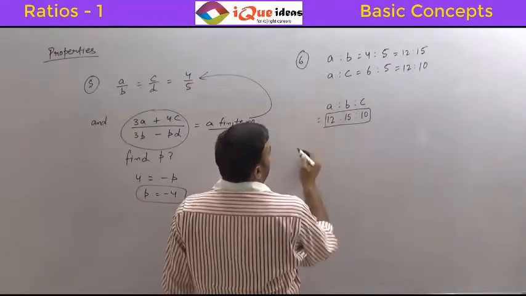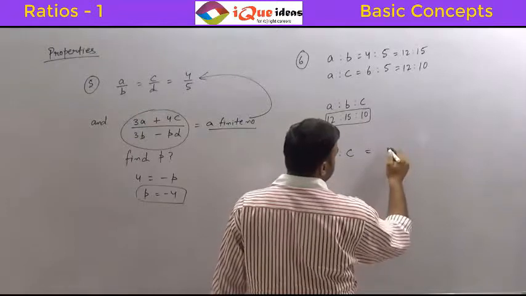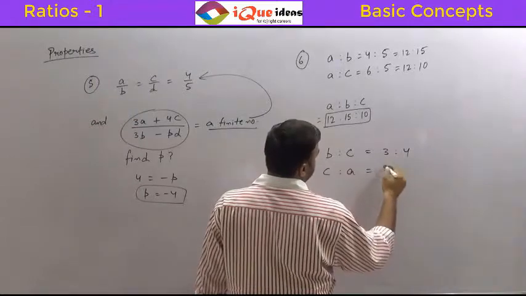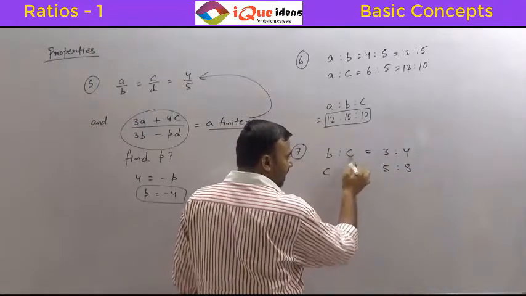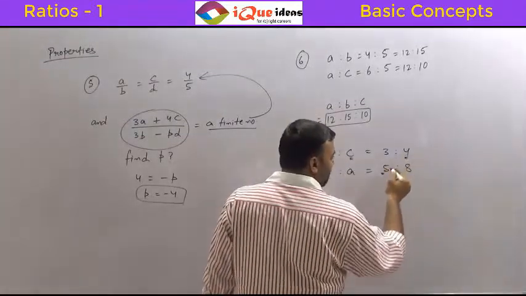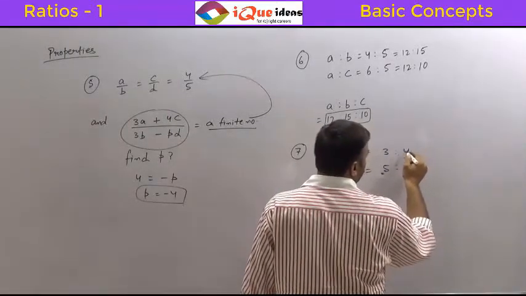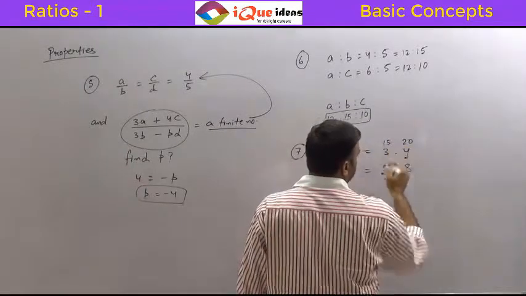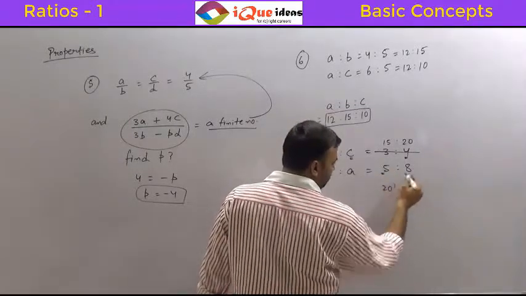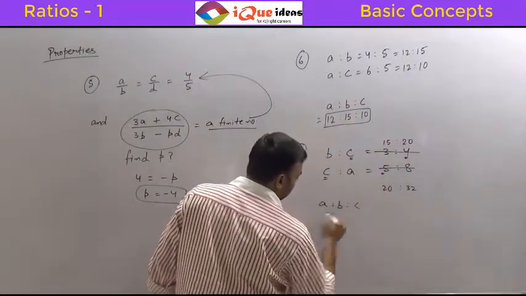Right? Let's take another one. If we have B is to C is 3 is to 4 and C is to A is 5 is to 8. So here C is common, and for C the numbers are 4 and 5, so make them equal. Now LCM of 4 and 5 is 20. So you want to make this 20: 4 fives are 20, so 3 fives are 15. So I'll remove this. Then similarly, if you want to make this 5 equal to 20, multiply by 4, so 8 multiplied by 4 is 32. So remove this.